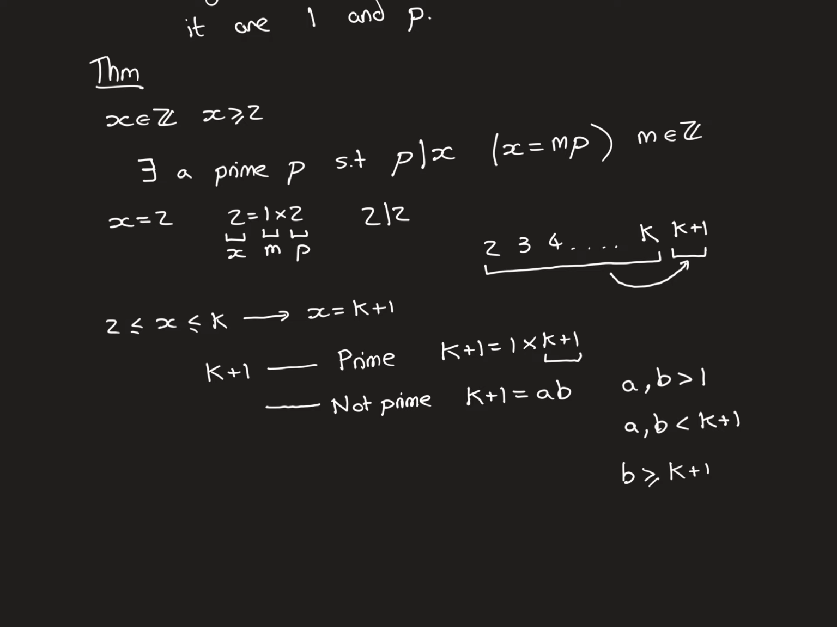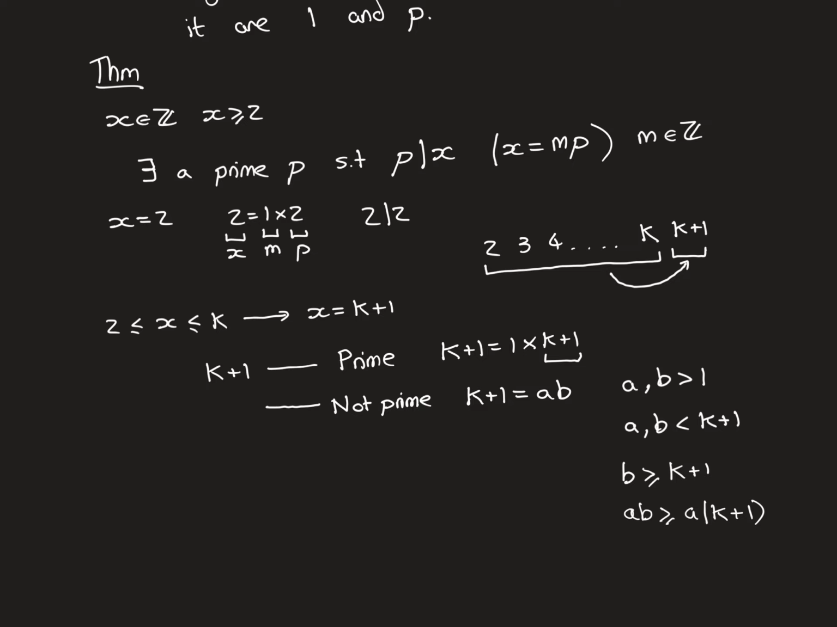Well, we know that both of them are positive integers. That's what we've got up here. A and b are both greater than 1. So I can multiply both sides of this inequality by a because it's a positive integer, and I don't need to flip the sign of the inequality. So I'll get, therefore, that a times b is greater than or equal to a times k plus 1.